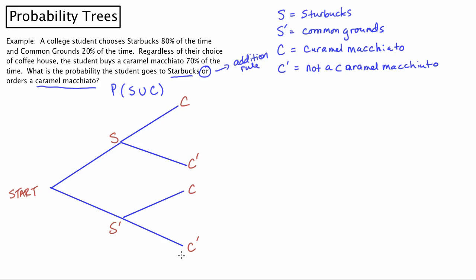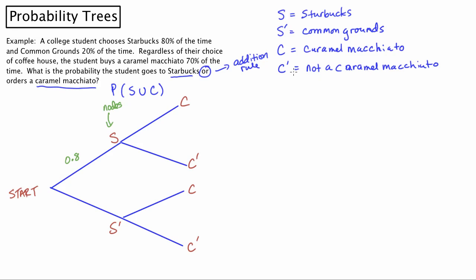Now, that's just step one. All we've done is we've identified the nodes. Remember that these are called nodes. The next thing I need to do is I need to label my branches. The branches involved here first for Starbucks, this occurs 80% of the time. So that has a probability of 0.8.